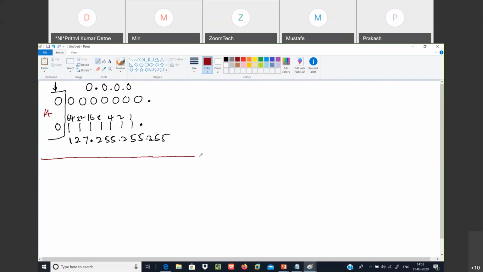Let me explain one more example for those who are getting confused. Try to understand clearly. I am writing the first octet values: the lowest first octet, 1 to 8 bits, and the highest first octet, 1 to 8 bits.